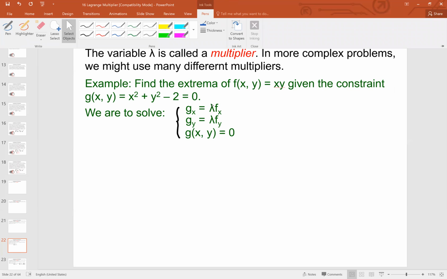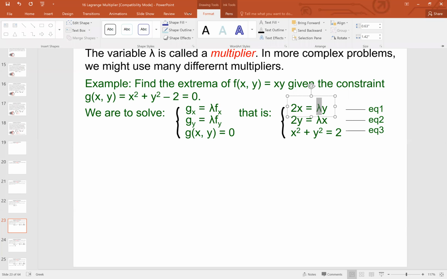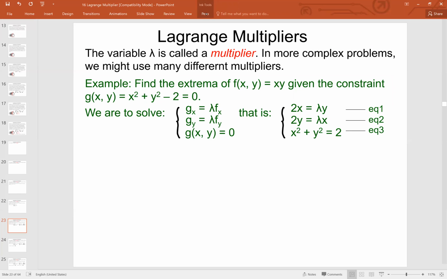We'll have to then solve the equations, the partial derivatives. We go to a multiple of the other, and we get that. And how do we solve this equation in general? We solve for lambda, and then try to plug the lambda into the other equations. So this is how this one is solved.